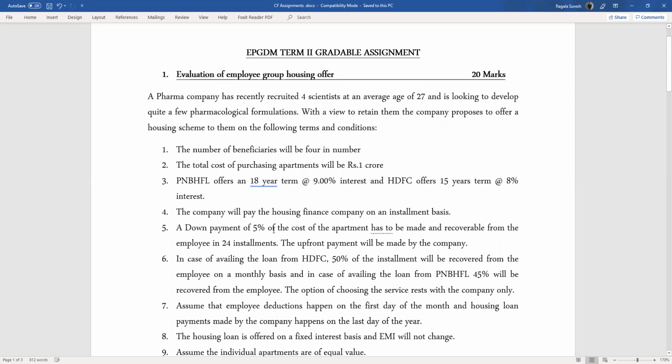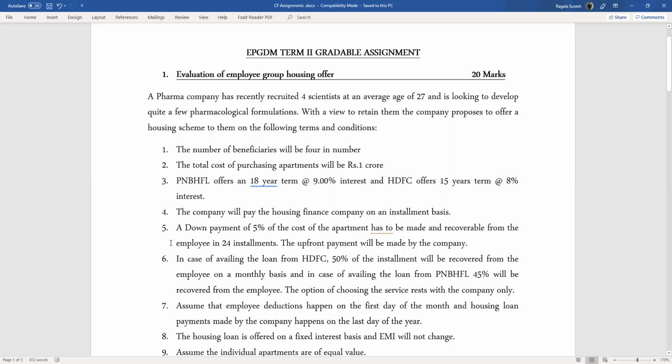A down payment of 5% of the cost of the apartment has to be made and recoverable from the employee in 24 months. So the company has already paid. So it's a down payment, Suresh. Yeah, down payment. The down payment is not part of the loan, isn't it? Correct. So that's why we removed it and made the principal amount 95 lakh. Correct. So first, this also will not come into our calculation. Yeah, so that is already removed.